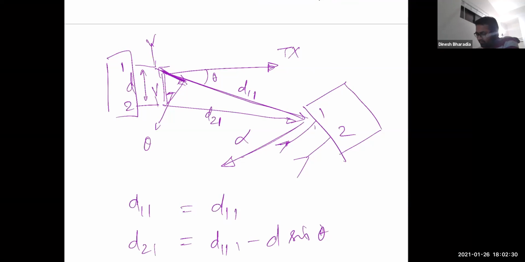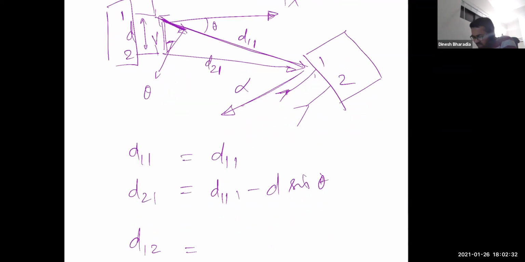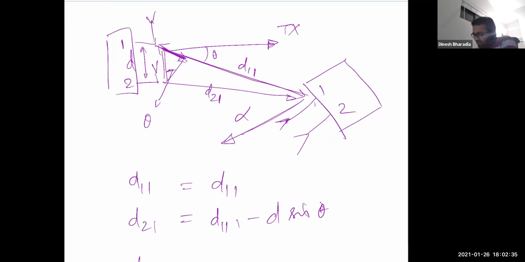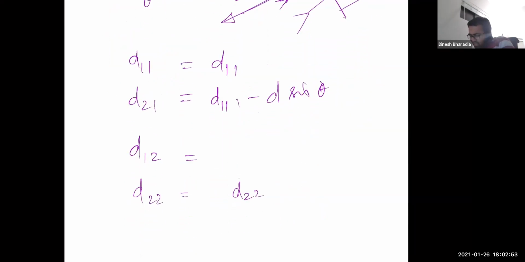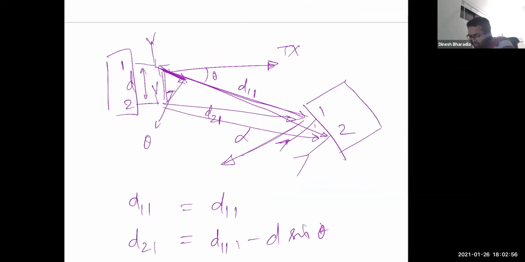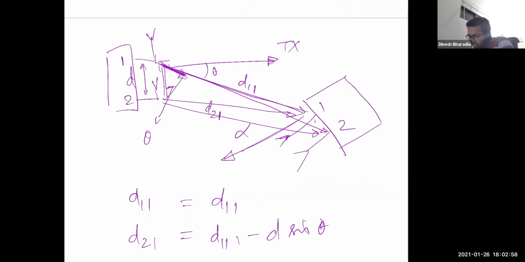Now what I'm asking is, let's see the same thing happen to receiver 2. In case of receiver 2, again I want to write everything in terms of d11. So let me first calculate d12, which is transmitter 1 to receiver 2. Everyone with me so far? If it's confusing, let me know.